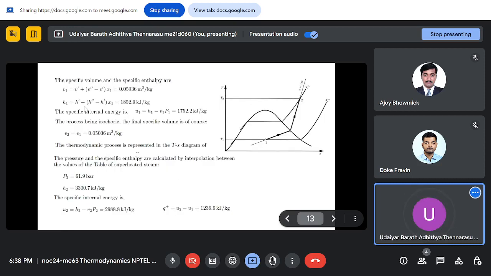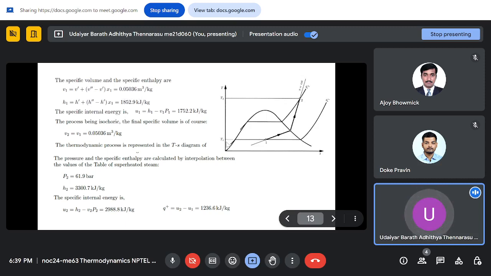So now they have also asked to find out the internal energy. Internal energy is nothing but H = U + PV, so you can use U = H - PV. The specific volume is known, the pressure corresponding to that point is known, and the enthalpy is known. So 1852.9 minus specific volume 0.05036 into 20 bar.